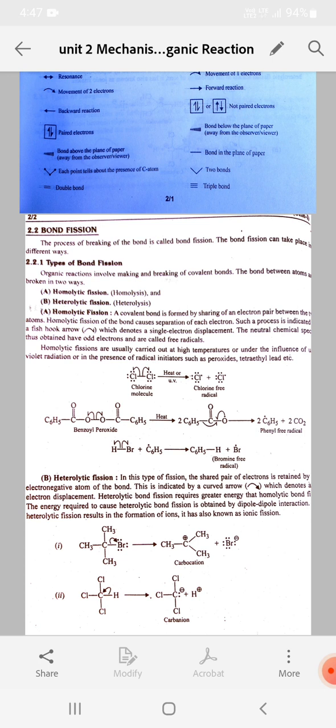Then we will talk about heterolytic fission. In this type of fission, the shared pair of electrons is retained by the more electronegative atom of the bond. This is indicated by a curved arrow, which denotes a two-electron displacement. Heterolytic bond fission requires greater energy than homolytic bond fission. The energy required to cause heterolytic bond fission is obtained by dipole-dipole interaction. Since heterolytic fission results in the formation of ions, it is also known as ionic fission. The examples given below are carbocations and carbanions.